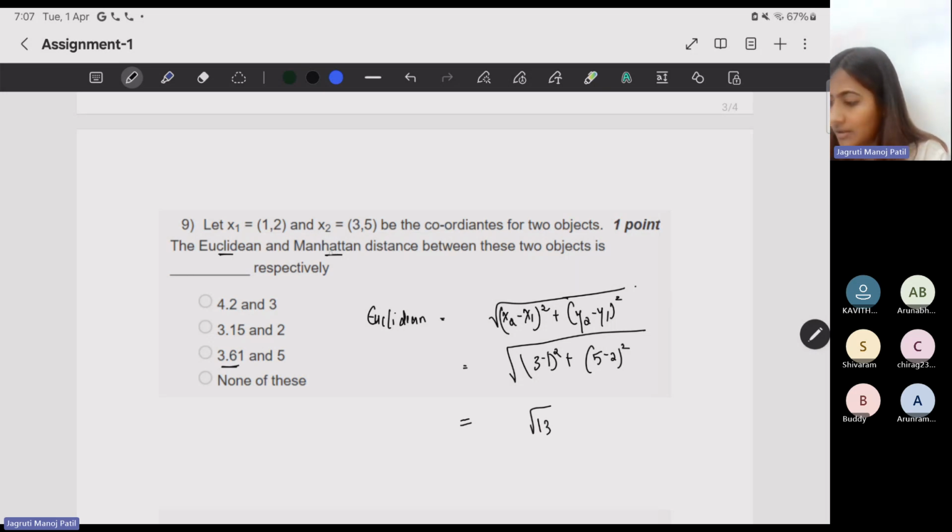And another is your Manhattan distance, that is nothing but the absolute of differences that you get. So your absolute difference here is 2, absolute difference here is 3. The answer would be 5 in that case, okay?